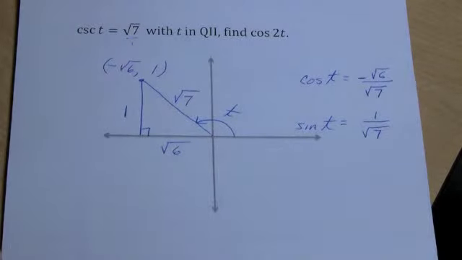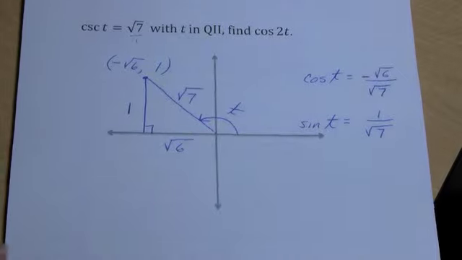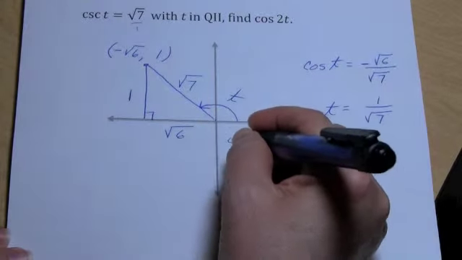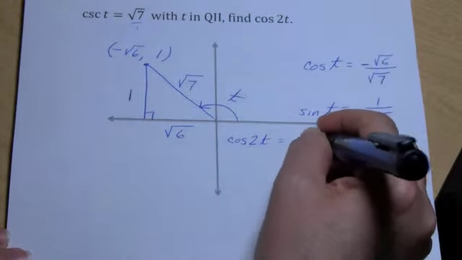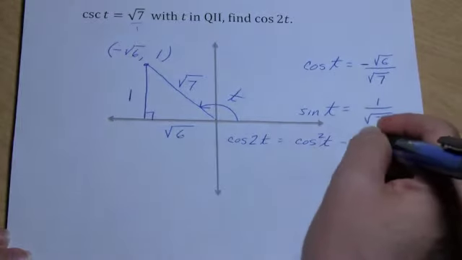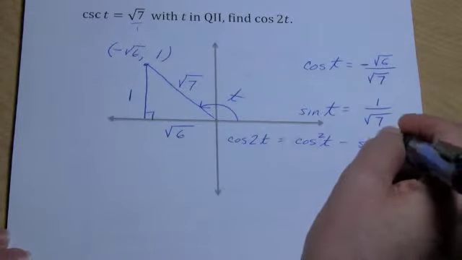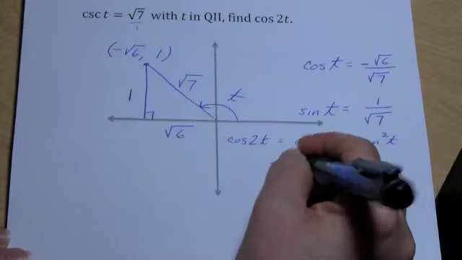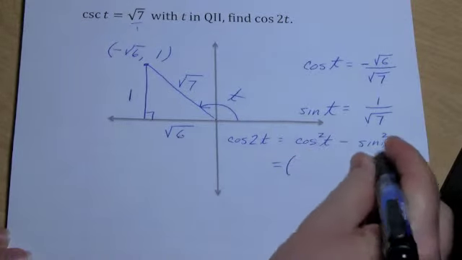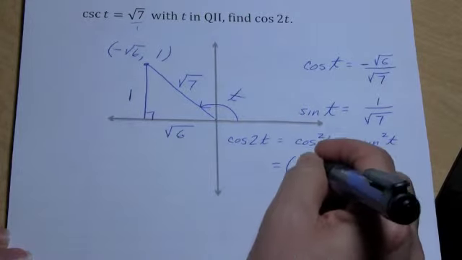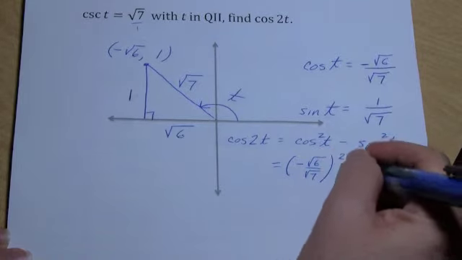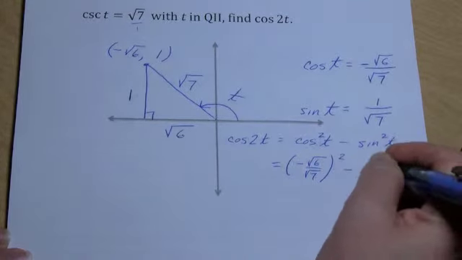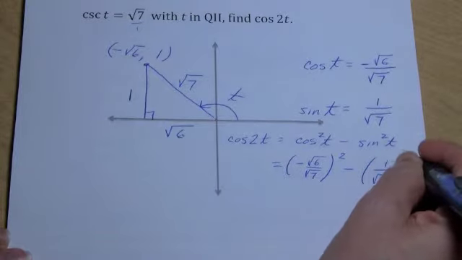So this time we're being asked to find the cosine of 2t. Well, cosine of 2t, we have an identity that says cosine of 2t is equal to cosine squared t minus sine squared t. So filling in the appropriate numbers here in place of cosine t and sine t, we'll have negative square root 6 over square root 7, all squared, minus 1 over square root 7, all squared.